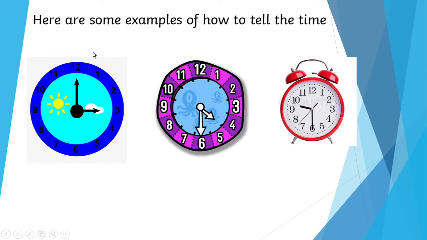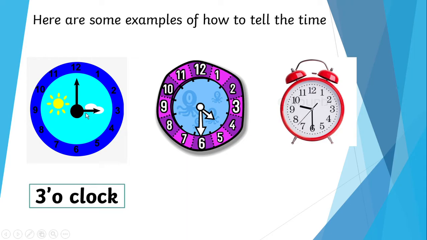Here are some more examples of how to tell the time. Can you tell me what time this clock is showing? Very good, children. It's showing 3 o'clock because the hour hand is pointing towards 3 and the minute hand is pointing towards 12. Now let's move to this one. What time is this clock showing? Is it o'clock or half past? Very good. It's showing half past time.